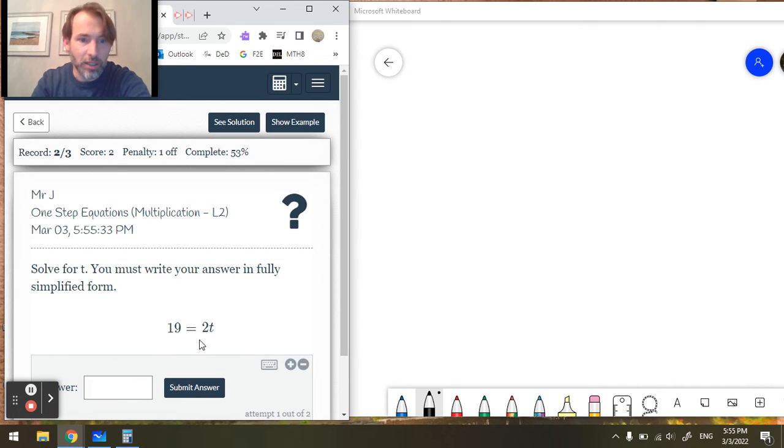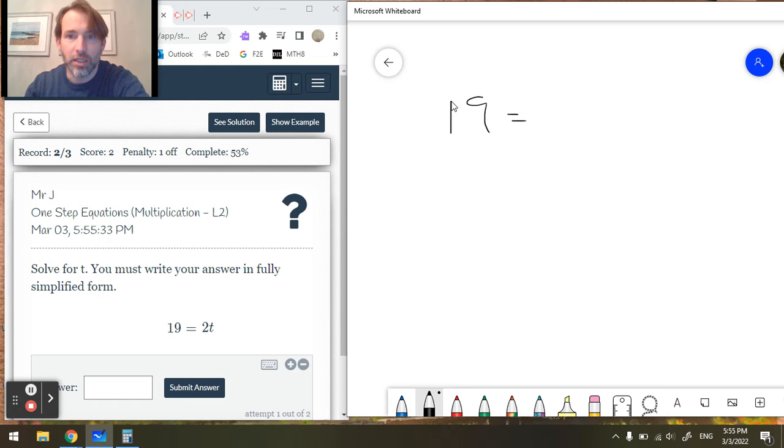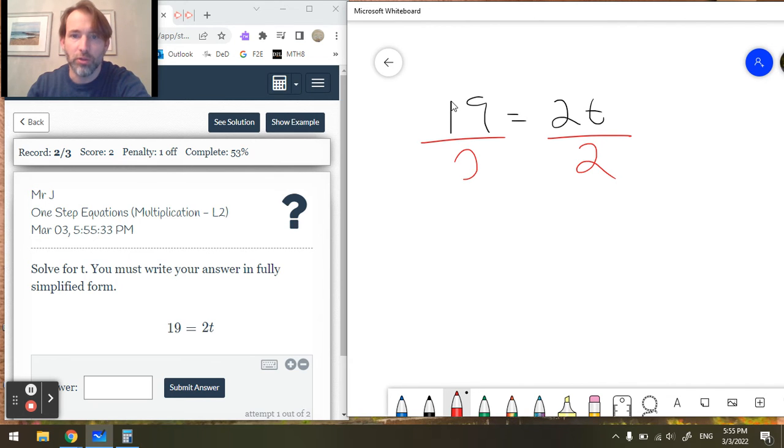But sometimes they're harder, like this one. Now 19 is equal to 2 times some number. So let's copy it out. 19 is equal to 2 times some number. And now I see, well, I don't want to know what 2 times the number is. I want to know what the number is. So divide away that 2. But I have to do it to both sides or else the equation's not balanced. So now I get this.